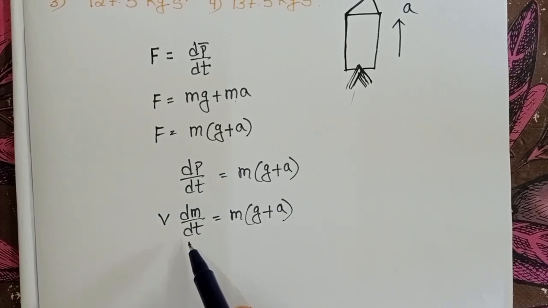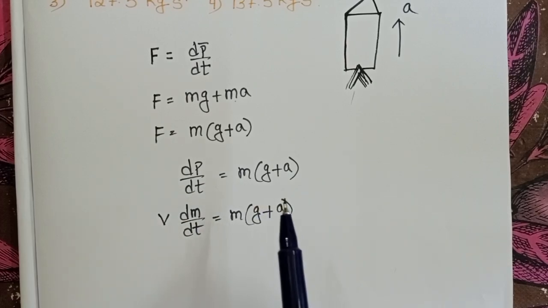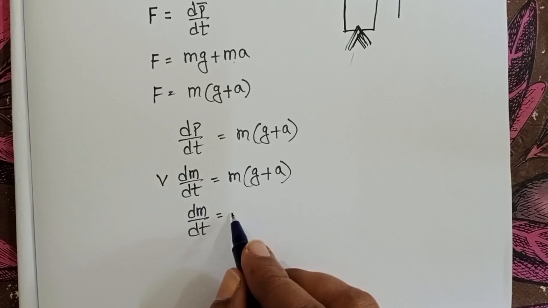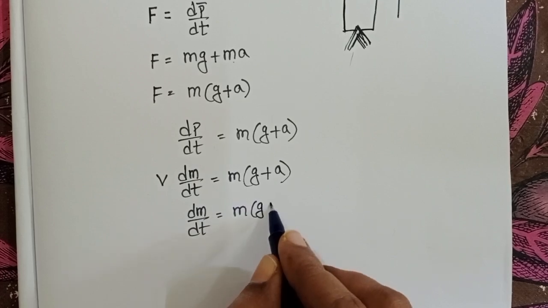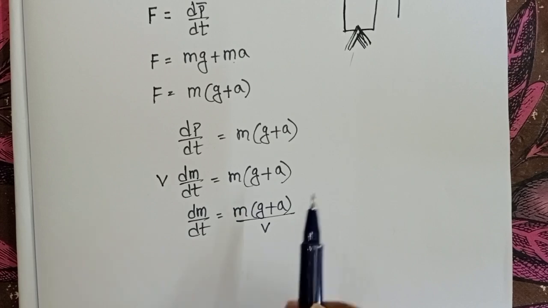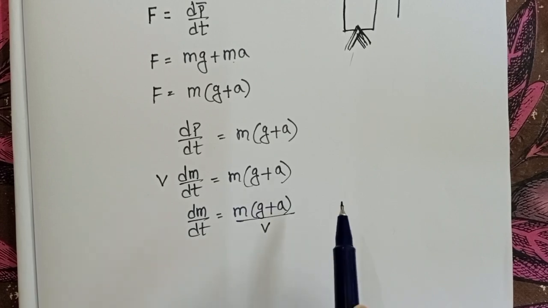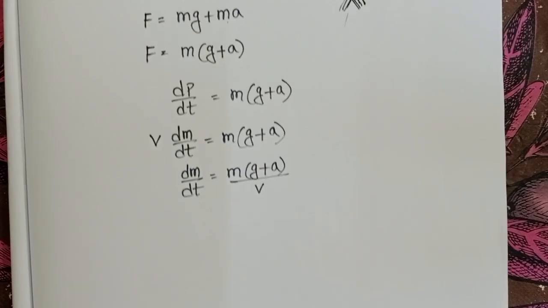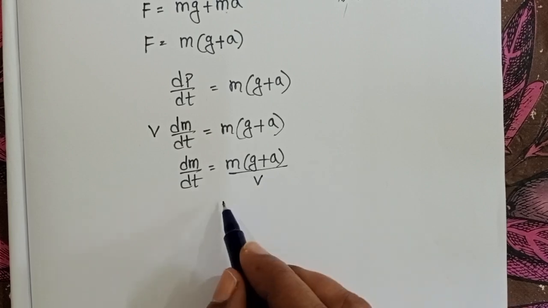Where dm by dt is the amount of gas ejected per second. dm by dt equals m (g plus a) by v. v is the velocity of the gases ejecting in the downward direction. This is the formula to calculate dm by dt.